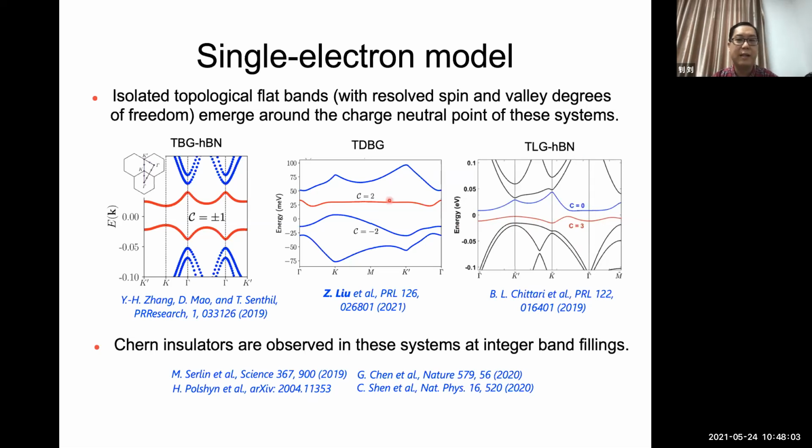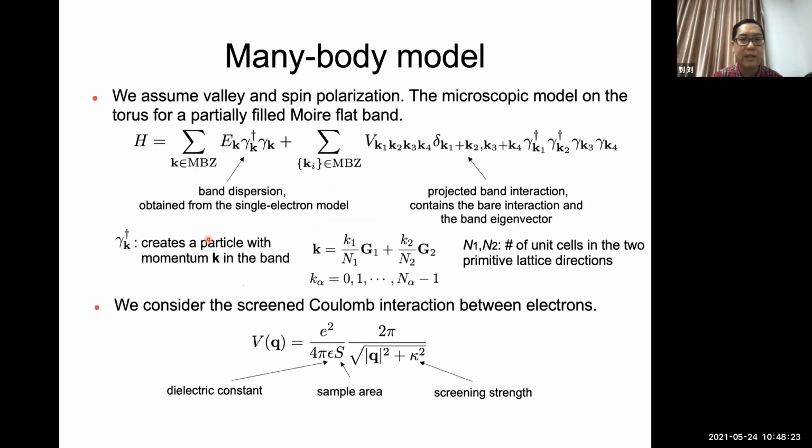And if these topological bands in Moire superlattices are completely filled, in experiments, we have observed Chern insulators. So it's really promising that if these bands are partially filled, we can have fractional Chern insulators. Okay, so now let's consider the partially filled Moire flat band. In this case, the projected Hamiltonian can be written in this form. The first term is band dispersion, and the second term is the interaction. Here, K is constrained in the Moire Brillouin zone. And for the interaction, we consider the screened Coulomb interaction between electrons.